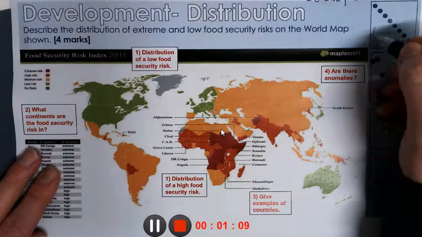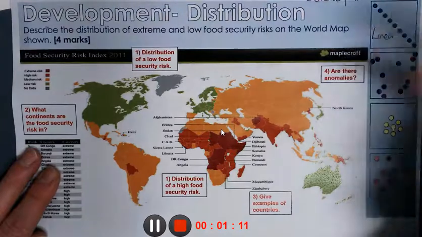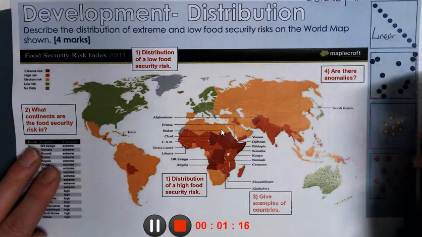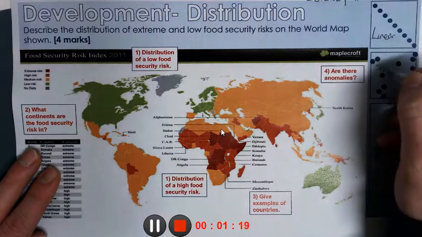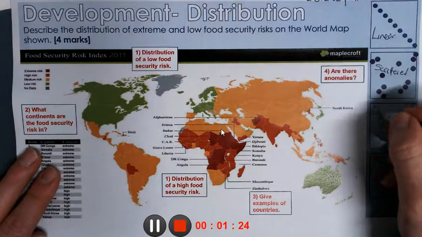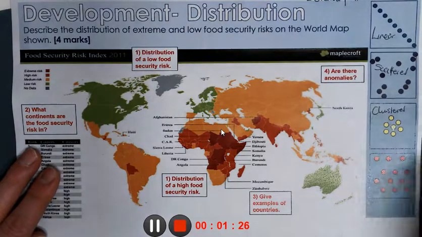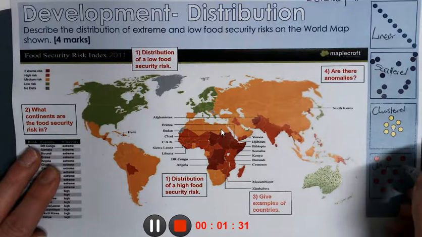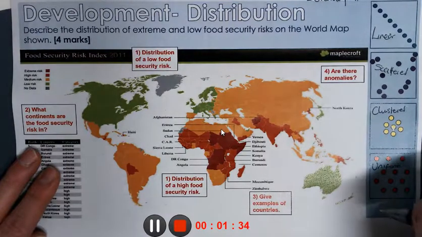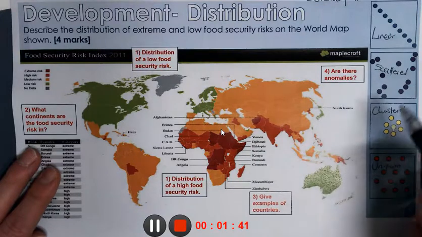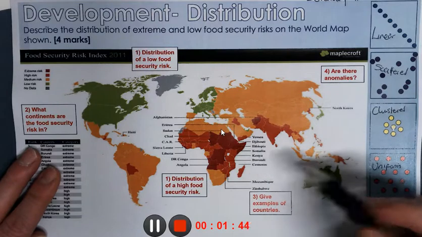We are talking about linear. Linear means in a line. We are talking about scattered, so no general pattern. You are talking about clustered, so grouped together. Or you are talking about uniform or structured, so in a certain way. Now, if we are looking at these patterns within here, you can certainly use these keywords in answering this question.